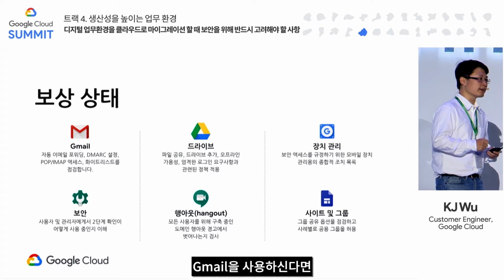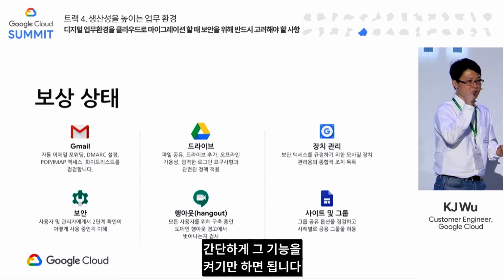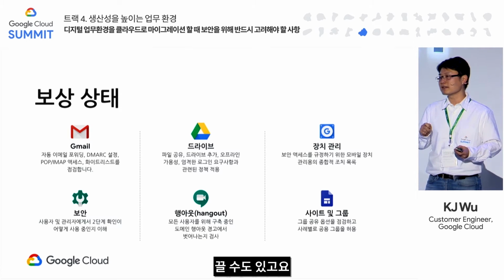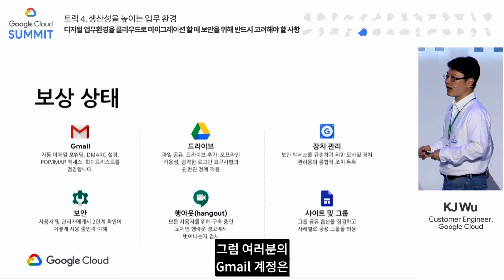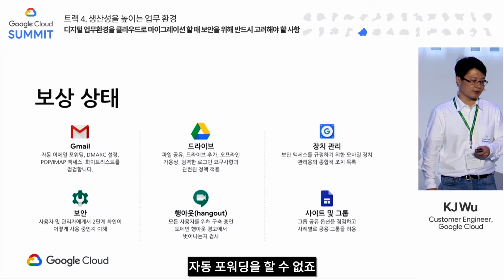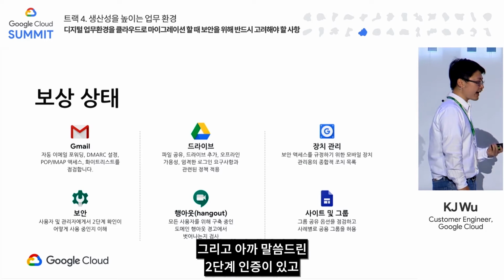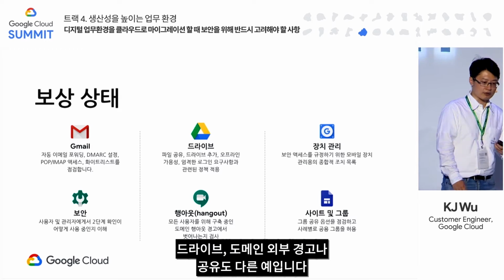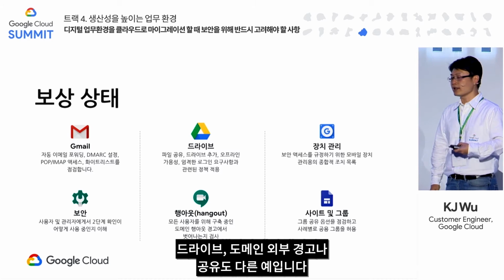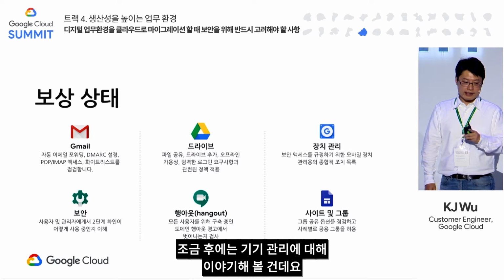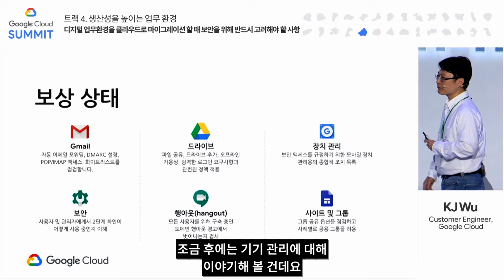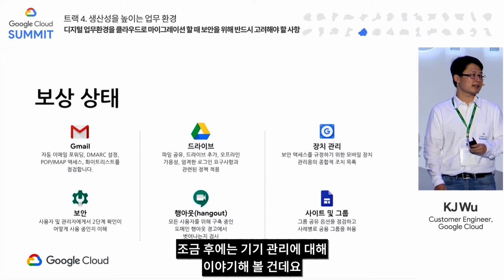In Gmail, that's very easy. You just turn it on, disallow that, and then your Gmail account won't be able to do that. And two-step verification, we just talked about. Drive out-of-domain sharing is another example. And later, I'm also going to spend some time to talk about device management.